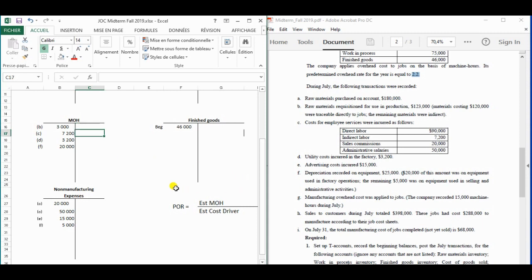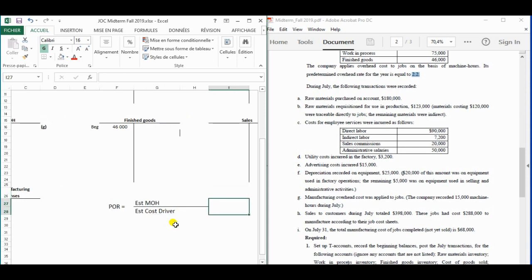So transaction J, applied MOH. So here the POR is equal to $2.2, and applied MOH is equal to 15,000 machine hours times 2.2, so the POR. Okay, so here we have the applied MOH.